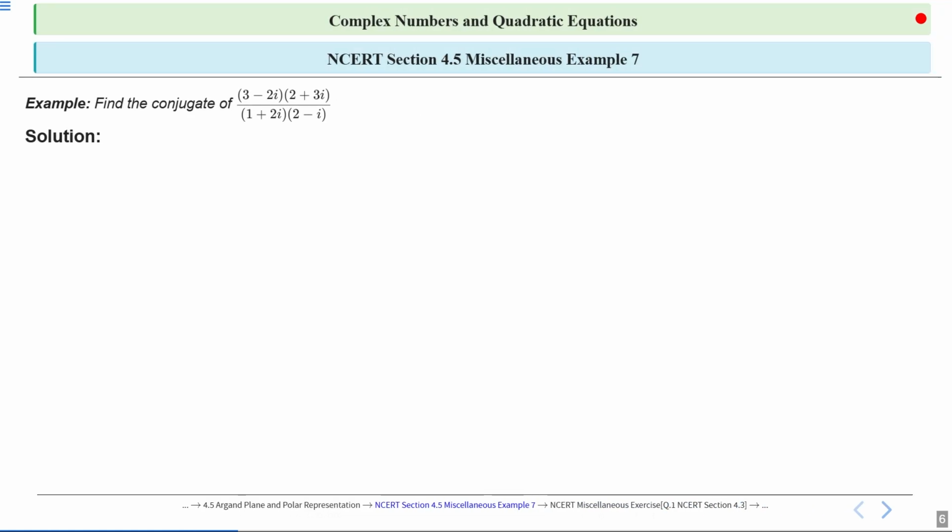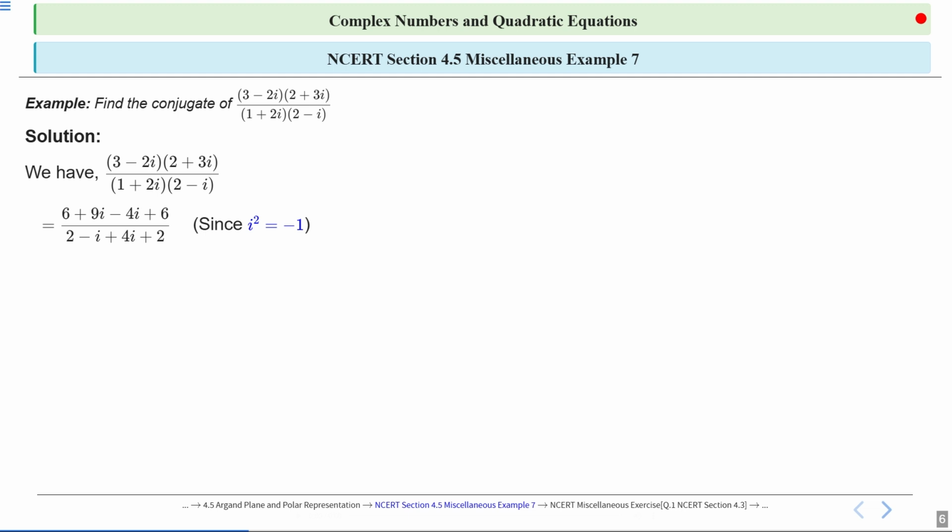So let's look at its solution. We start by writing the expression as it is: (3 minus 2 iota)(2 plus 3 iota) divided by (1 plus 2 iota)(2 minus iota). So this sets up our problem and shows us the two products in the numerator and the denominator that we need to multiply out. So now let's expand both the numerator and the denominator.